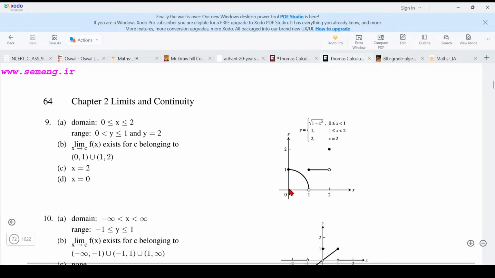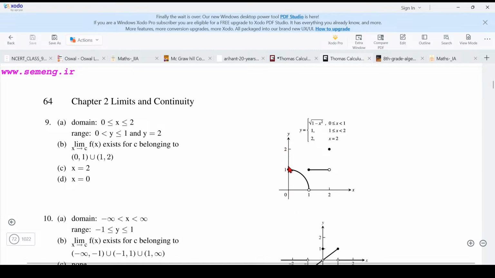What is the domain? 0 to 2. That's it, because it is defined for 0 to 2, including 0, 1, and 2. All points it is defined. What is the range?